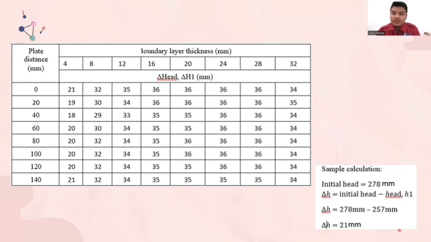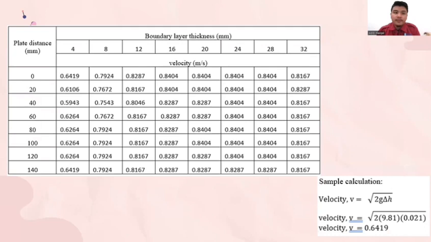278 millimeter minus 257 millimeter, we get 21 millimeter. Okay. Next, data for velocity. We get this velocity from this formula. Velocity v equals square root of 2g delta h.